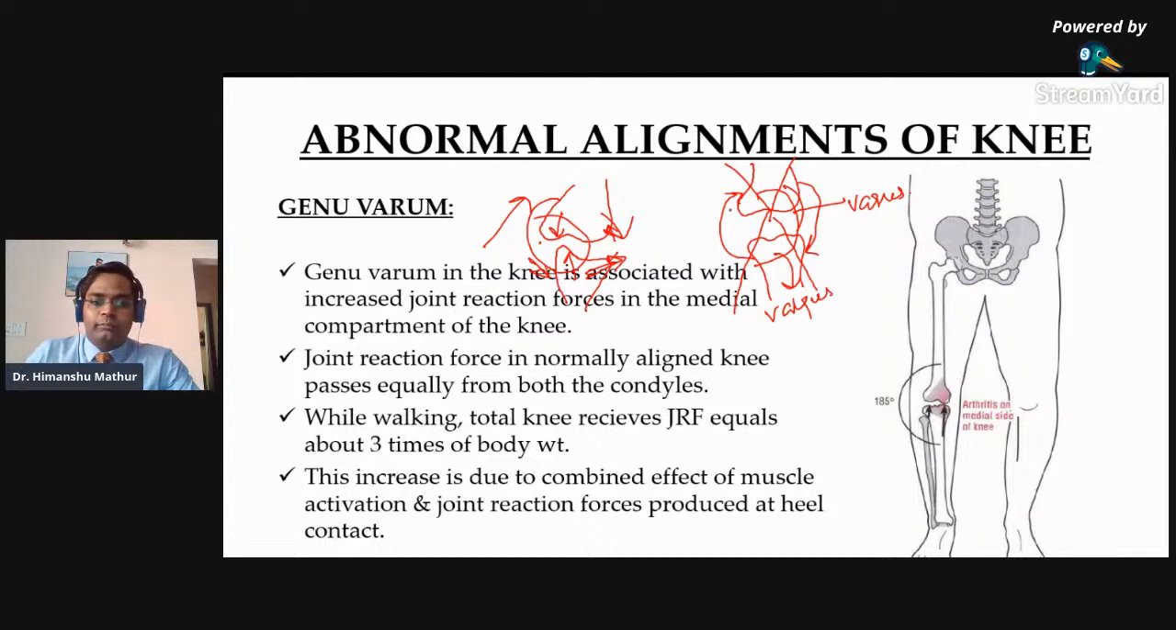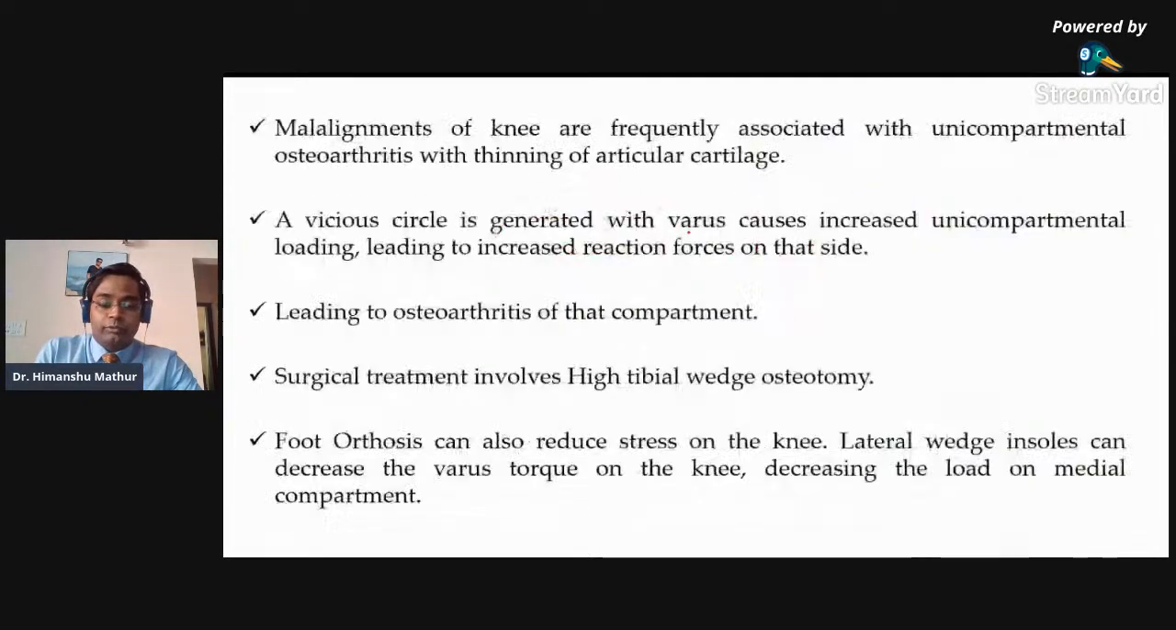So there will be increased compressive forces on the medial side, and medial joint compartment arthritis will be more in case of varus deformity, because the medial angle is reduced. The one I told you about earlier is the valgus one, the lateral compartment osteoarthritis. A vicious circle is generated: varus causes increased unicompartmental loading, leading to increased reaction forces on that side, that is the medial side, leading to osteoarthritis of that compartment.